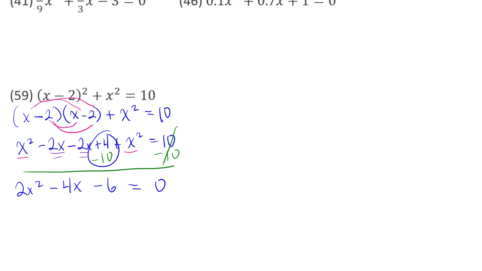So now that we have it set equal to 0, we're ready to start factoring. The first thing is I'm going to check for a GCF. I can see 2, 4, 6. They're all even, so 2 goes into them. That's the biggest number that can go in. And the leftovers will be x squared minus 2x minus 3 equals 0.